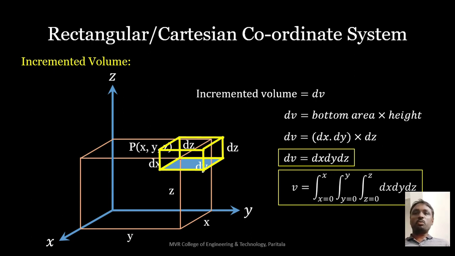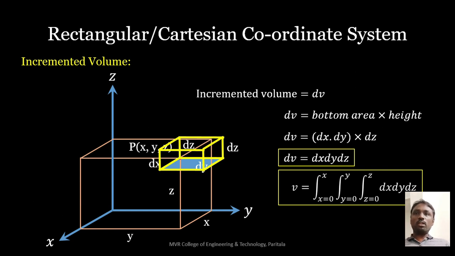So it is possible to identify any volume that was formed in the rectangular coordinate system if you know the limits. Here we know the limits 0 to x, 0 to y, 0 to z. If you know the limits in numbers, you can identify any volume by using the incremental volume. So this is the advantage of incremental volume.